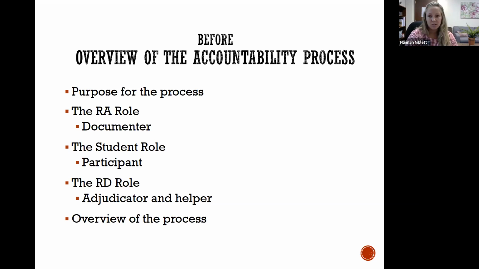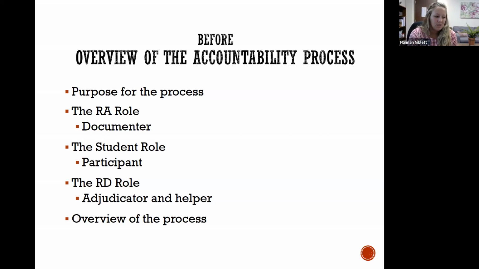So the student's role in all this, of course, is the participant. So they are the one who allegedly made a choice to violate our policy, or be in a situation where they were complacent in a policy violation. So that is their role. And then the RD is the adjudicator and the helper. So again, we're the ones who are there to hopefully create, you know, an educational experience for the student and to determine whether they are responsible or not in a given scenario.